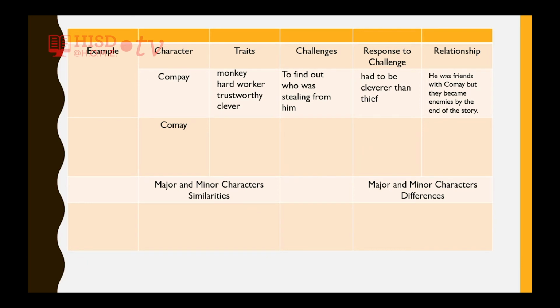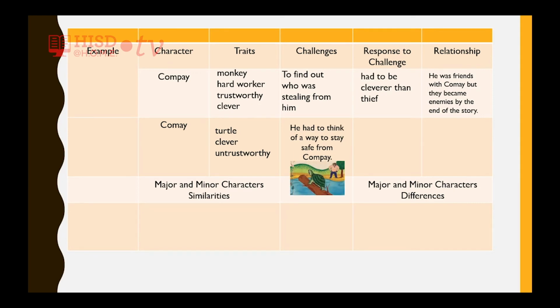Let's check our answer. So some words to describe Come are that he was a turtle. He also was very clever, but he was untrustworthy. He had a bad reputation. His challenge was he had to think of a way to stay away from Come. So if we remember this image from the story, he had to find a way to try to stay away from him. So to do that, he tricked Come into not throwing him into the fire.